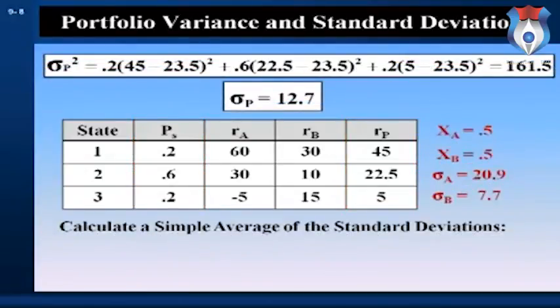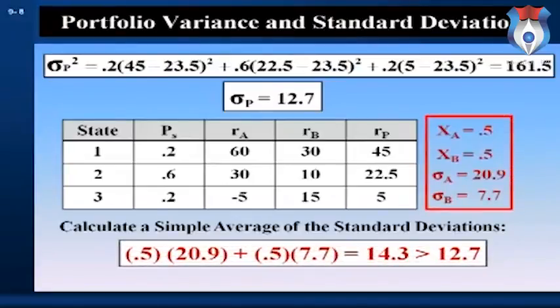Let's calculate a simple weighted average of the standard deviations of the securities making up the portfolio. We have their portfolio weights and their standard deviations. A simple weighted average of the standard deviations of securities A and securities B is 14.3%, and it's greater than the standard deviation of the portfolio, 12.7%. This implies that an individual security brings less than its total risk to the risk of the portfolio, that some of its risk is diversified away.